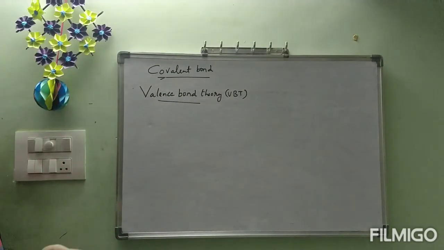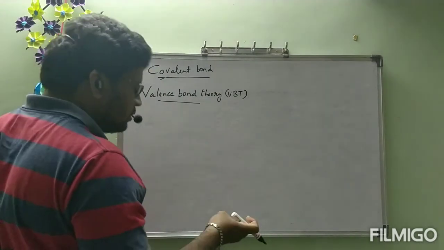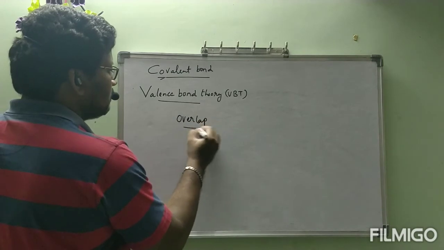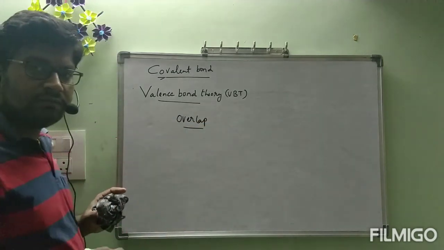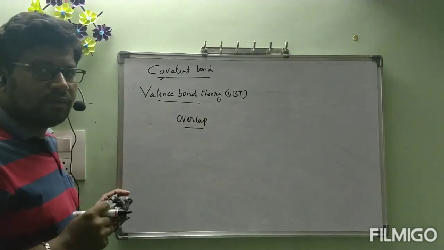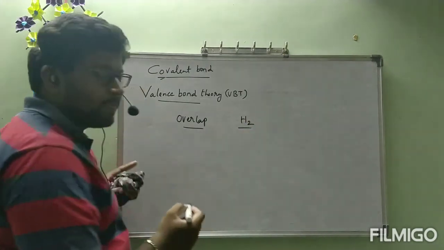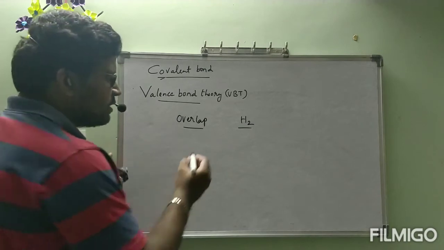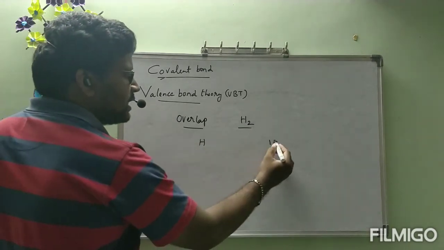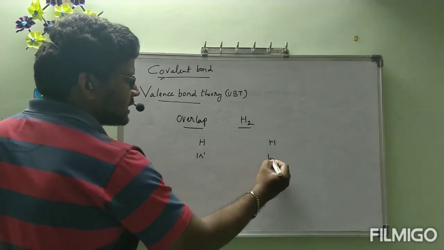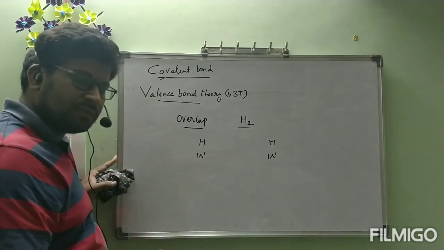According to this valence bond theory, we have one term which is called overlap. What is that overlap? Let us see the example H2, formation of H2. First hydrogen and second hydrogen I am taking. First hydrogen electronic configuration is 1s1. Second hydrogen electronic configuration is 1s1 only.